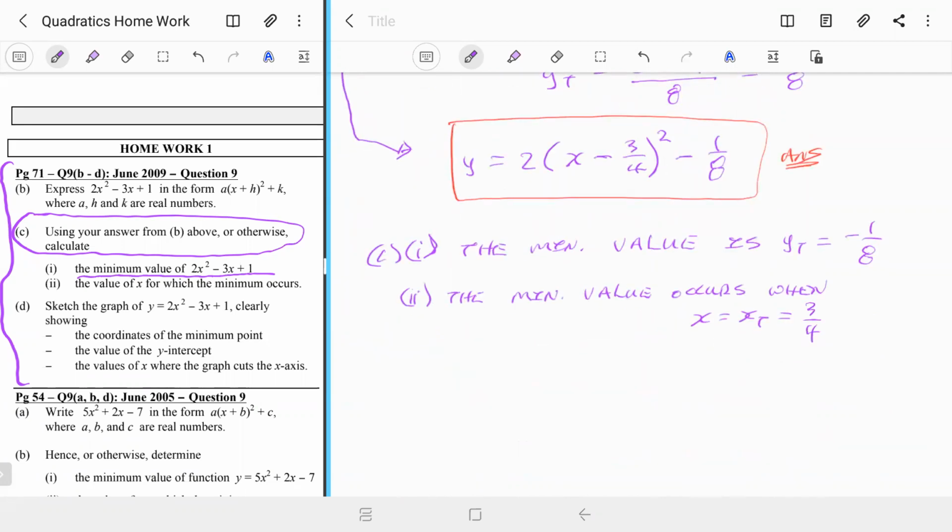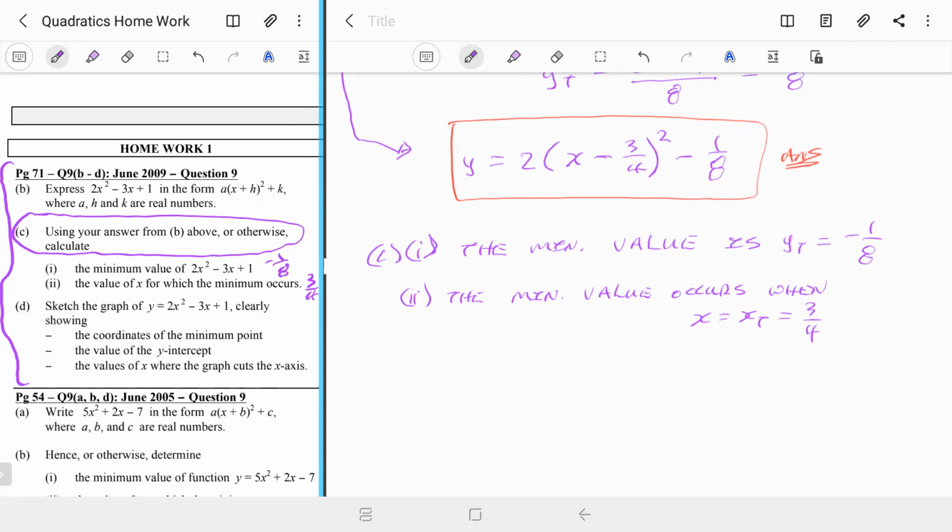So the answer for this part is negative 1 over 8. And the answer for this part is 3 over 4. Negative 1 over 8, not showing so well. Negative 1 over 8. Those are the answers.